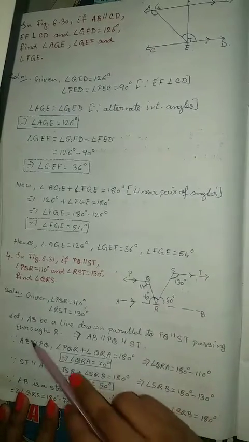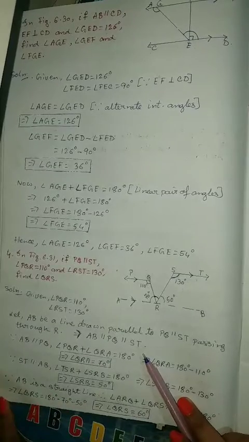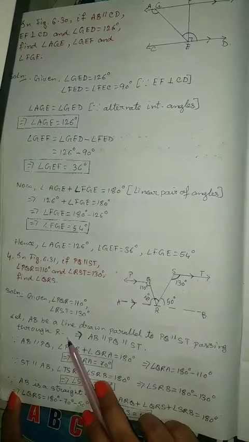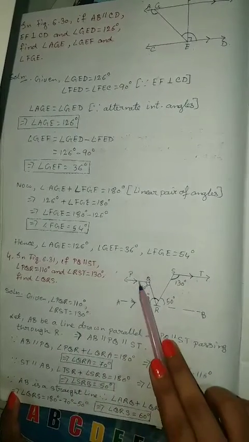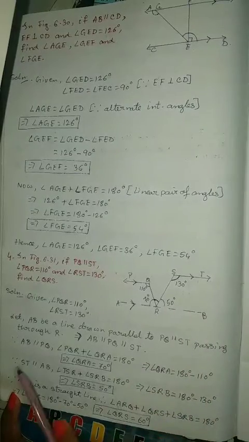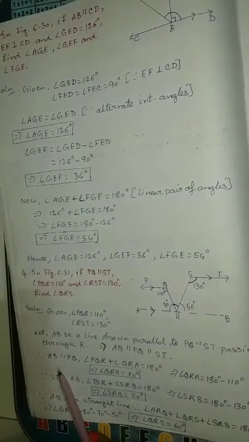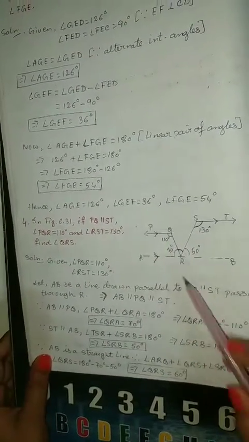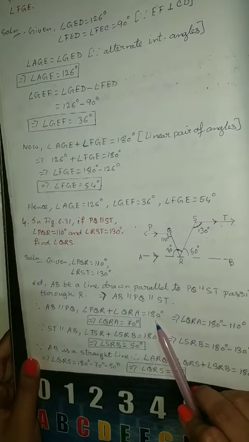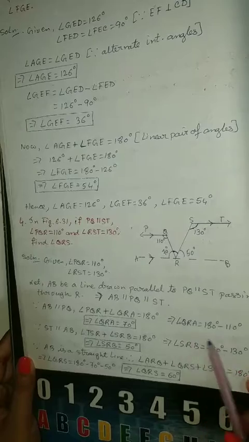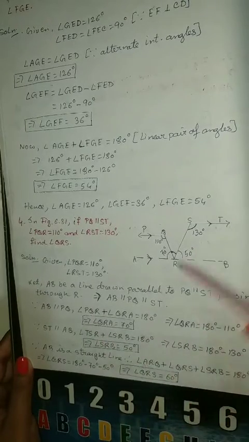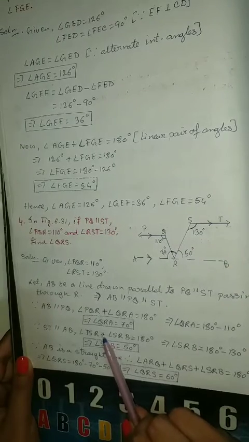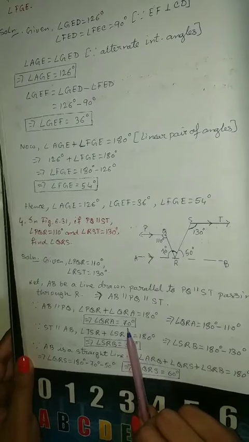So what should we write? Since AB, let AB be a straight line parallel to PQ and ST passing through R. This statement is very important, which makes AB parallel to PQ and also parallel to ST. So since AB is parallel to PQ, therefore we can say that PQR plus QRA is equal to 180 degrees. So we'll put the values of PQR here, which is 180 minus 110, and we'll find out the value of QRA, which should be 70 degrees.